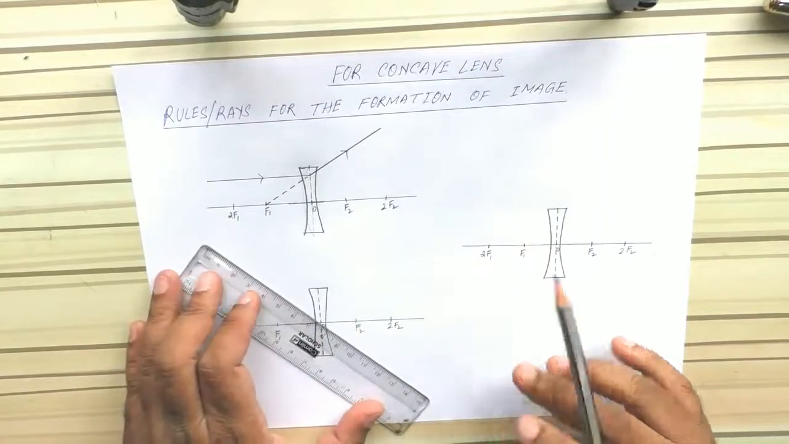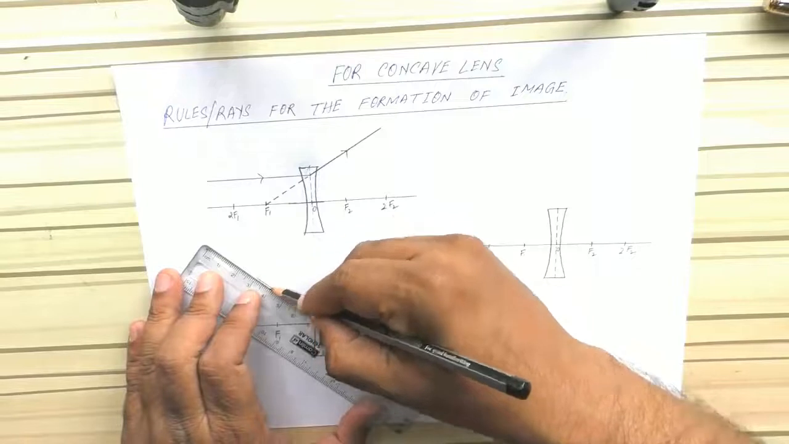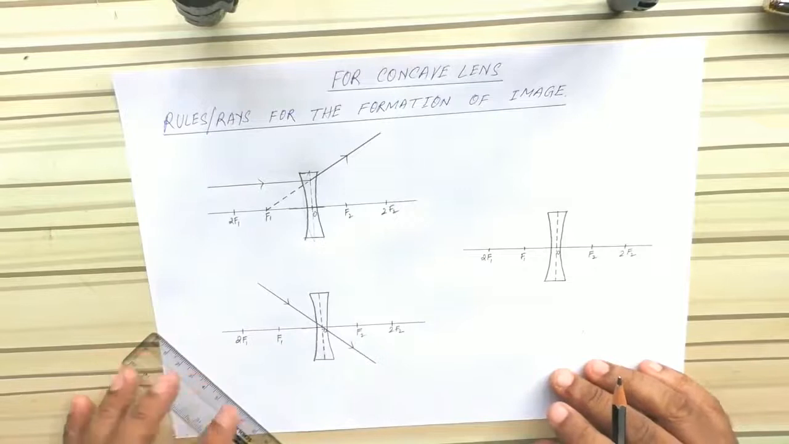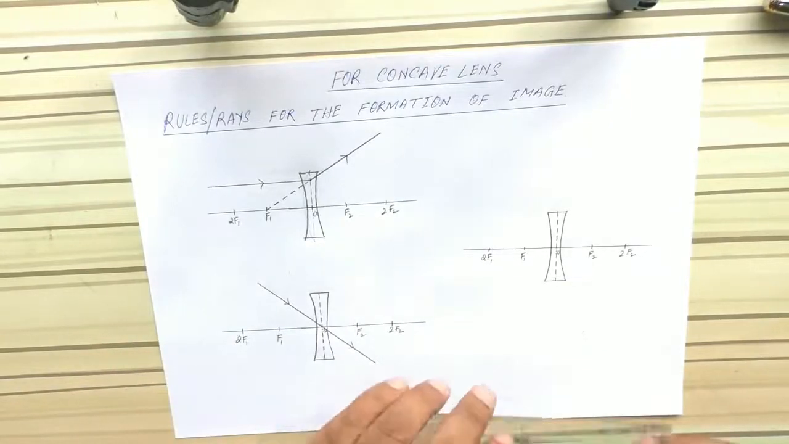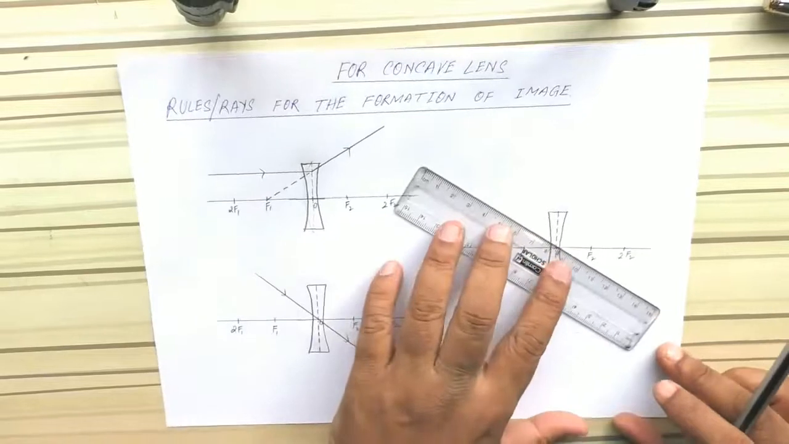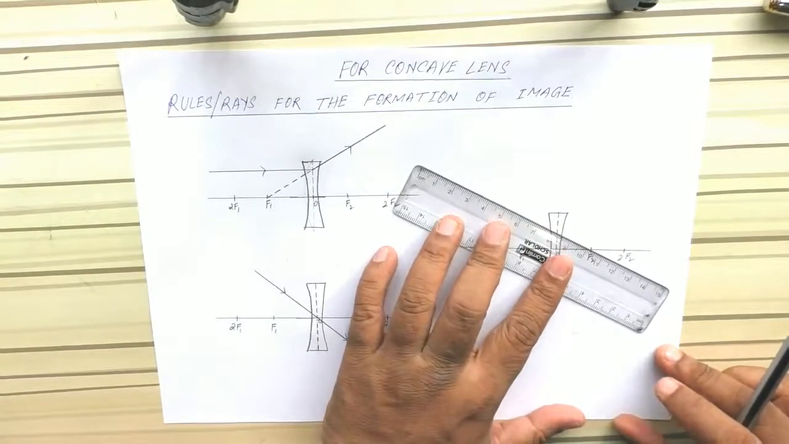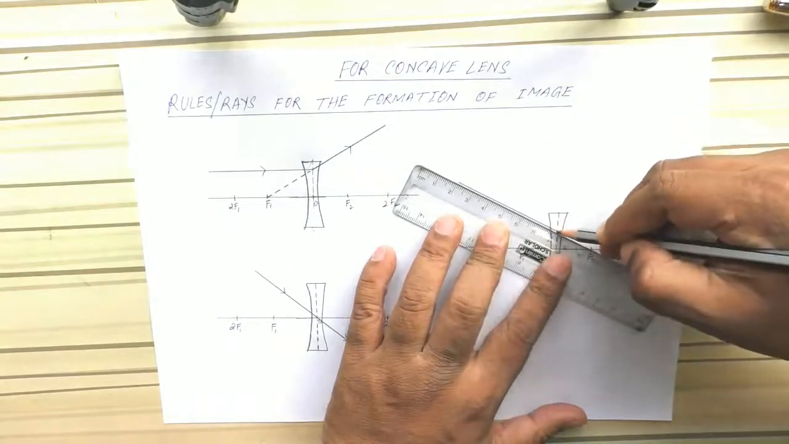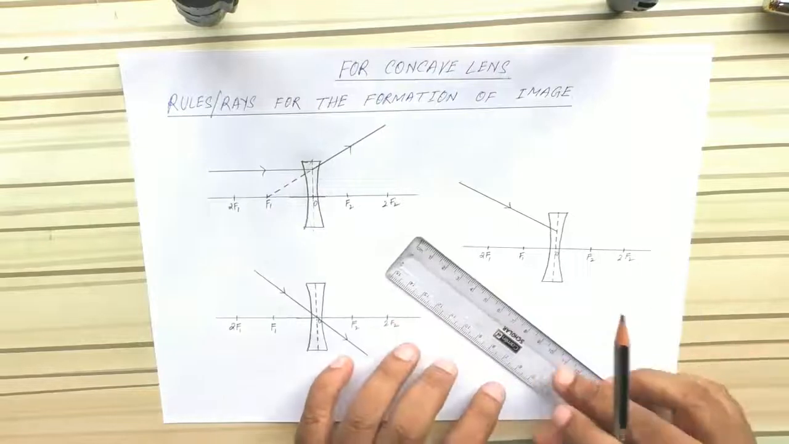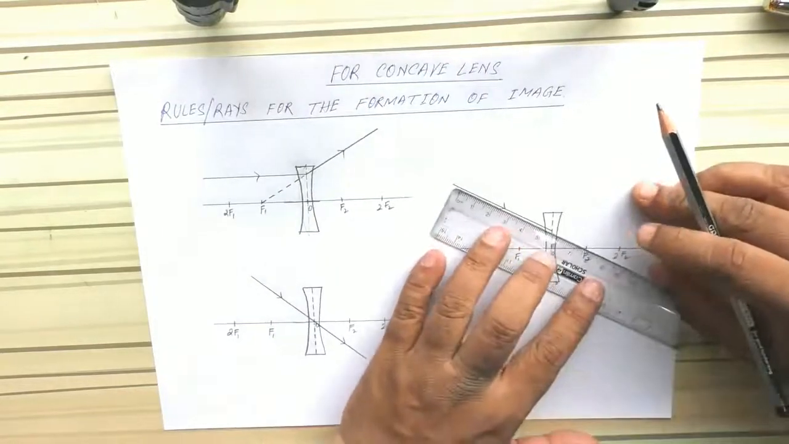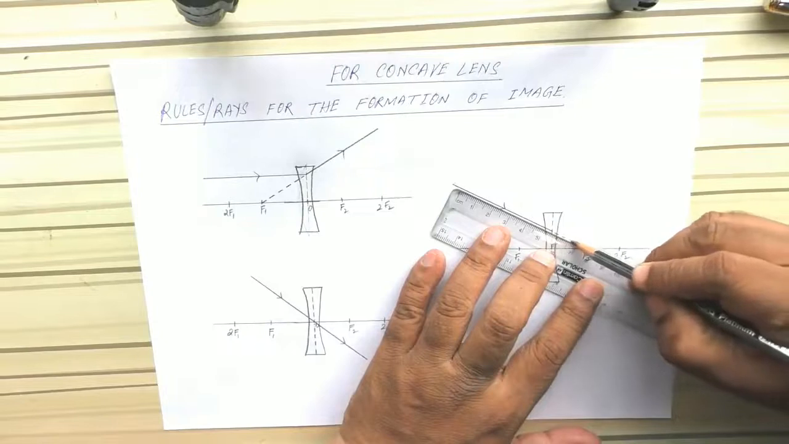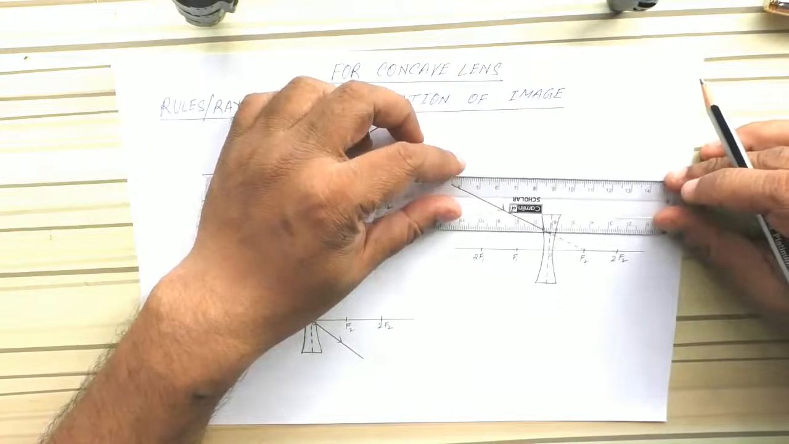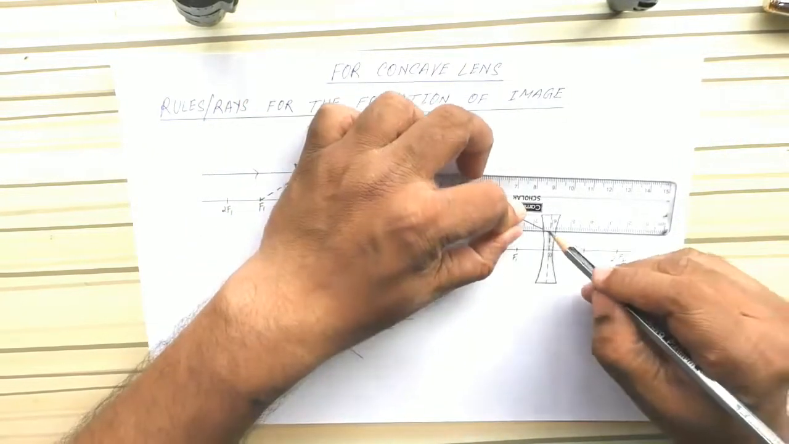Now second rule: if a ray of light passes through optical center, it passes straight without any deviation. This is a simple one. And the third one: where a ray of light appears to converge at focus. A ray of light is coming towards focus, and this ray of light appears to converge at focus, but after passing through the lens, this light ray will become parallel to the principal axis.